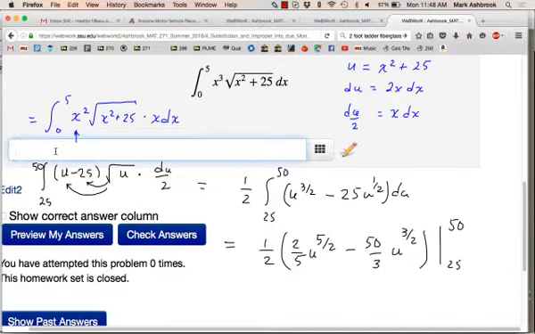Here we go. We'll plug 50 in. It's going to be 1/2 times, we'll plug 50 in, so 2/5 times... I think this is 5 to the 5th, because this is the square root of 50. Oh no, that's not right. Let's just do it. So 50 to the 5/2, minus 50/3 times 50 to the 3/2.